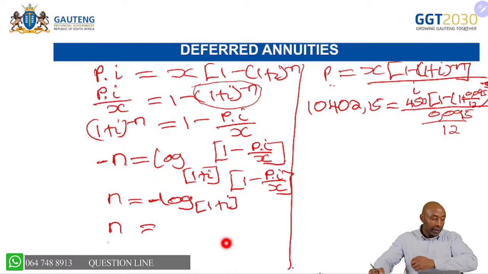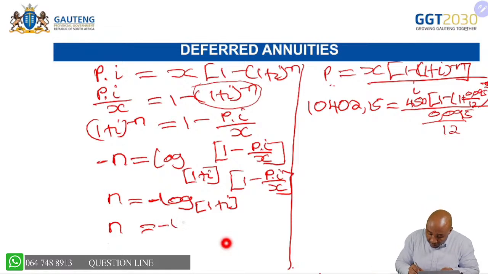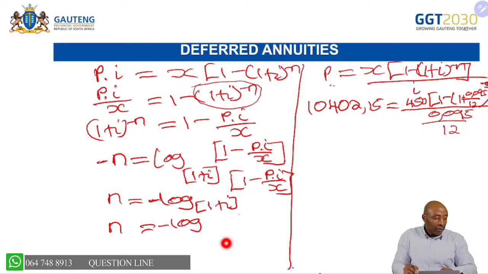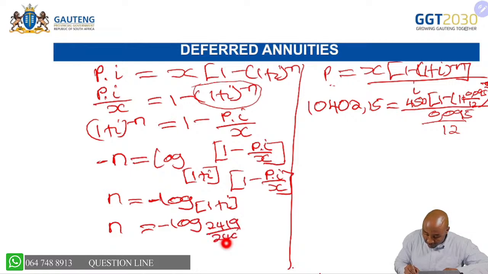On your calculator, if you substitute 1 plus 0.095 over 12, it will give you a fraction which is a whole number. It's easier. You can punch that fraction on your calculator. You will get this as negative log. You should get an answer of, what are we getting? It should be 2419 over 2400. That's what you punch in there.